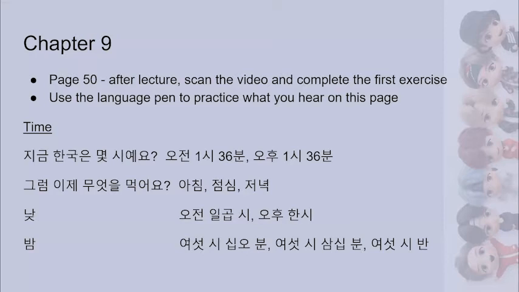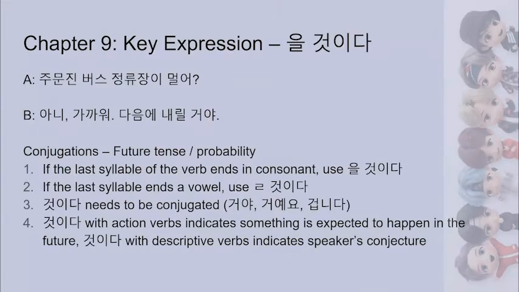So it's like half after 6. So 6시 반 is also 6:30. Moving on to page 52 and 53, this is the first key expression, which is another conjugation.